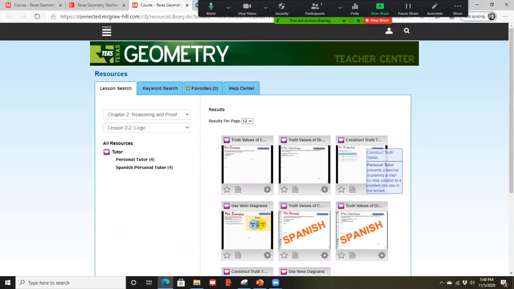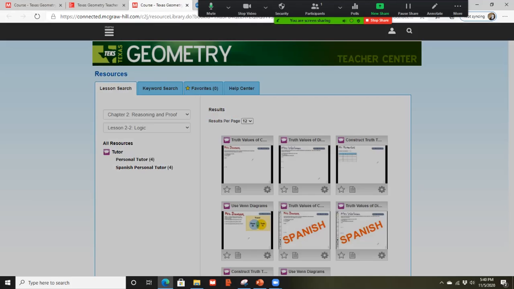I'm not going to assign you any problems that have to do with constructing truth tables because your digital electronics teacher does an excellent job of getting you to practice truth tables. So we're not going to do that in geometry. We are going to talk about the truth values of conjunctions, the truth values of disjunctions, and then how to use a Venn diagram. Okay, here we go.